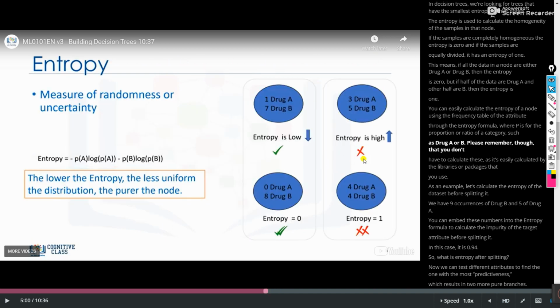So entropy is high here. Entropy is low here, 1 and 7. But using 1 and 7, I can't conclude anything. I am still in an uncertain condition, in a dilemma. So I want to remove that dilemma and come to yes and no condition only, because once I go till the leaf node, I will have either 0 level or 1 level.